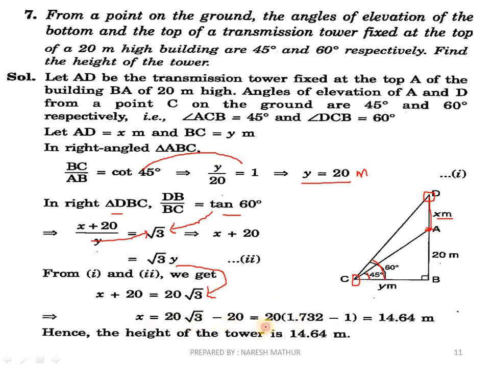So the answer can be written as 20 root 3 minus 1 meter, or we can convert root 3 in the form of 1.732, so that we can change our answer in decimal form. So both answers are right. You can just end up with the answer 20 in brackets root 3 minus 1. That can also be fine.